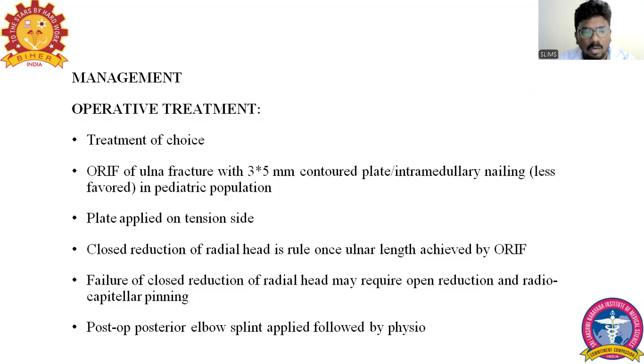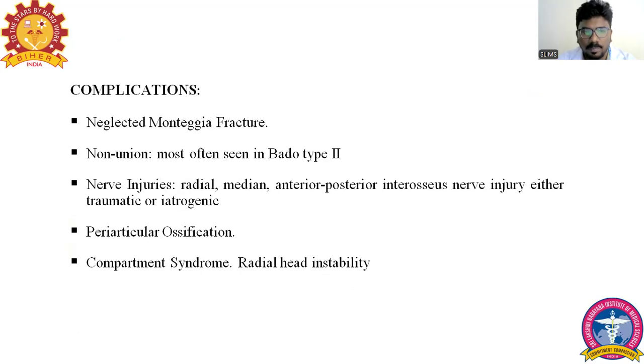Radiocapitellar pinning or fixing the radial head, and keeping the patient in an above-elbow slab in flexion for 6 weeks. A posterior elbow splint is applied, followed by physiotherapy, where rehabilitation is very important, starting after 3 to 4 weeks. Limited movement of the elbow, flexion and extension, gradual exercises, and supination and pronation are also to be taught and maintained properly.